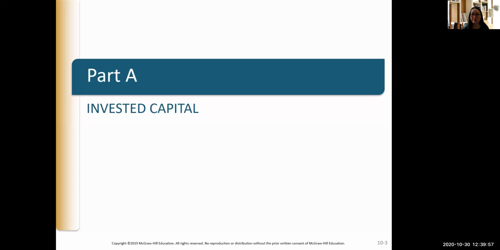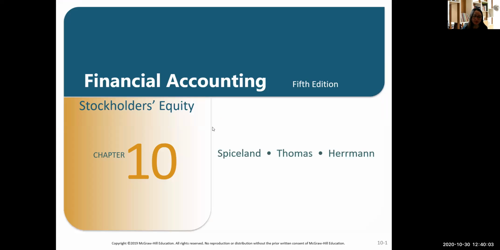Okay, looks good. So in chapter 10, we majorly focus on the stockholders' equity account. We already covered the assets, which are the resources of the company. In the last two chapters, we talked about current liabilities and long-term liabilities. And right now, we're using one chapter to talk about stockholders' equity.